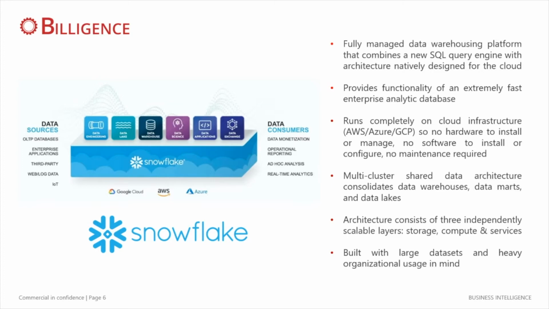Some of the innovation is really around the architecture, separating storage and compute and services in different layers. The architecture helps consolidate data warehouses, data marts, and data lakes. These independent layers are scalable to meet your immediate needs and requirements, either on the storage or the compute, and also the services.